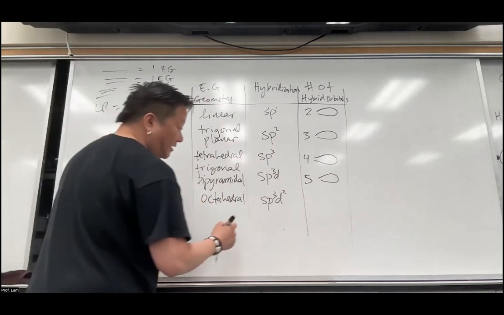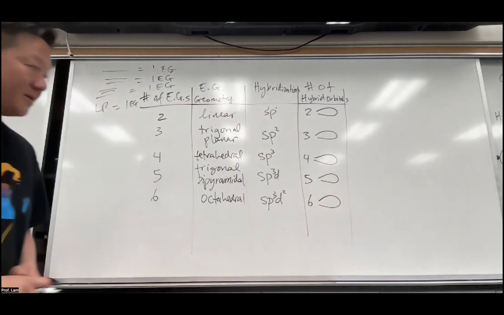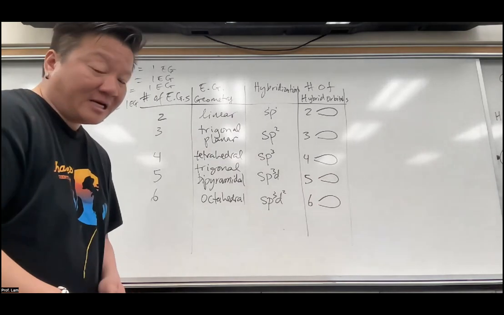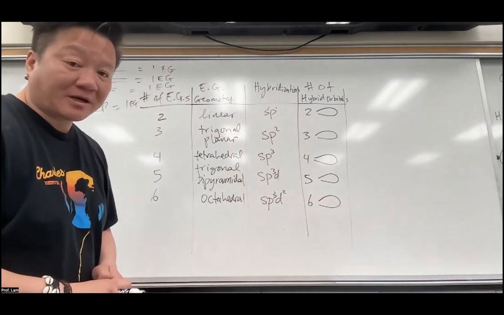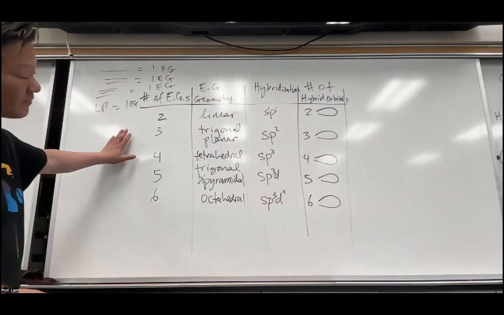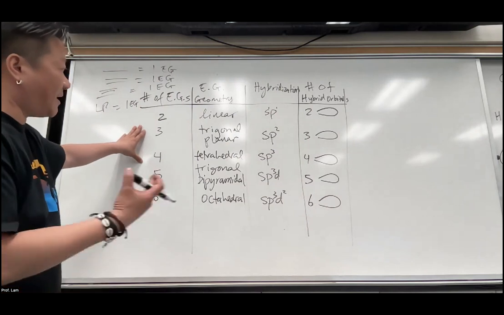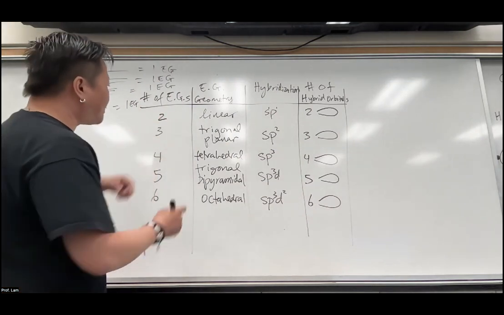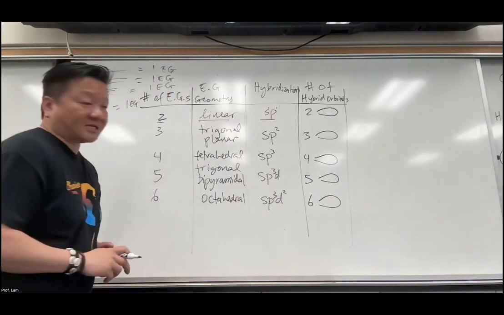For six, it's octahedral and sp3d2. So you will always have six sp3d2 orbitals. And look, they all look the same, right? So just keep it simple. Just take this table and remember that all these are connected together. Electron group geometry is connected with geometry and is connected with hybridization.